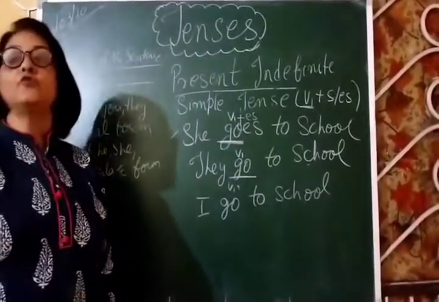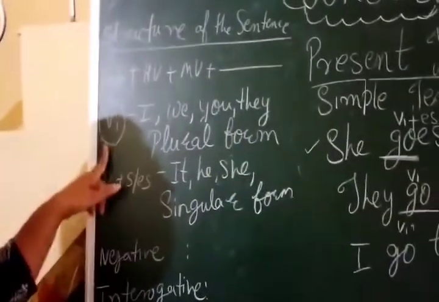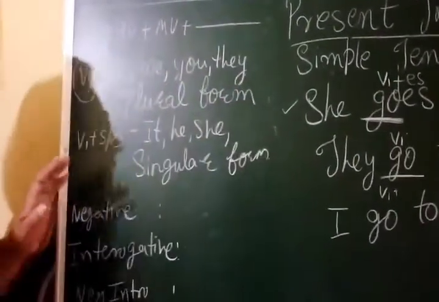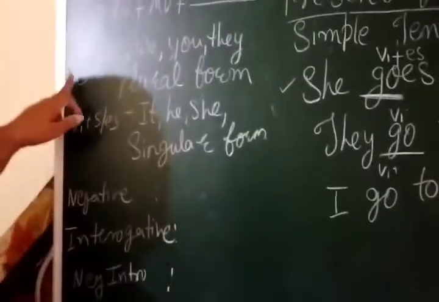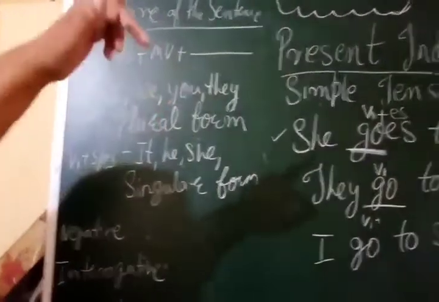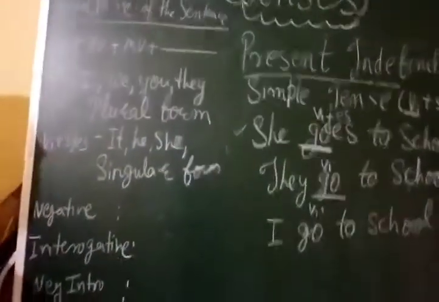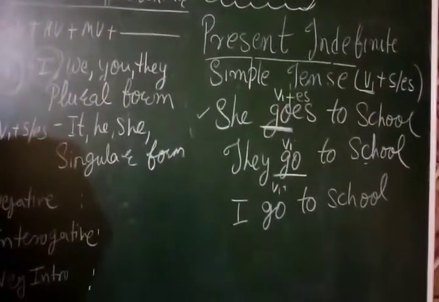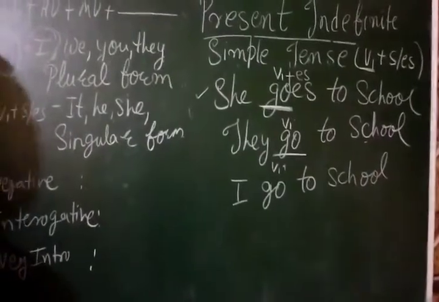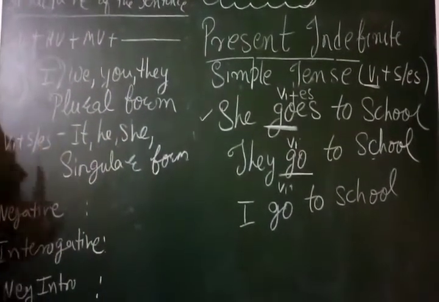So my dear students, we have to remember a basic rule which is to be followed here. If only V1 is used with I, we, you, they, or any plural form of verb, like we did it here. I go to school. Go is the first form. No, we don't have to use S or ES with it. They go to school. They is a plural form. Here you will say, I is not plural. Why are we using it? This is a rule. You follow this rule. I go to school. No need to put S or ES. And in any other plural form, we have just to use the verb's first form.